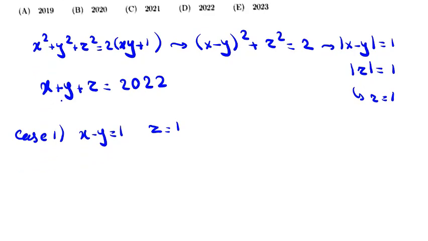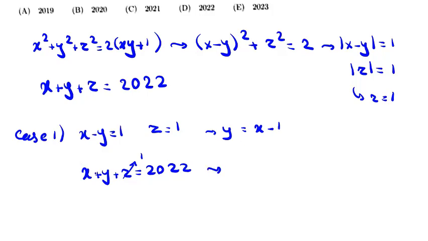So the first case, x minus y equals 1 and z equals 1. From the second equality, we know x plus y plus z equals 22, z is 1. We want to find x, so you can say, okay, y is what? y is x minus 1. So if I replace y with x minus 1, x minus 1 plus 1 will be x, so 2x will be 20, 22 minus 1 minus... so 2x will be 22. If you divide by 2, x will be 11. Case 2.